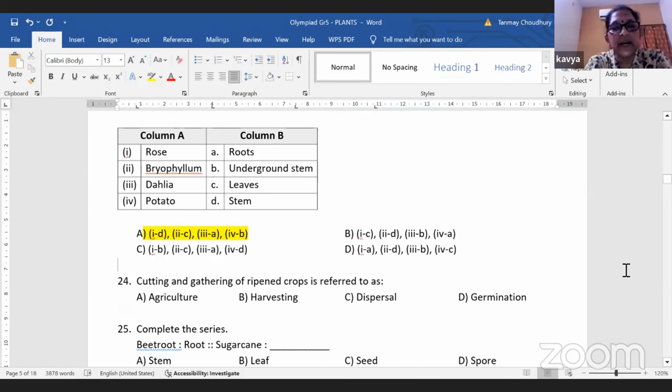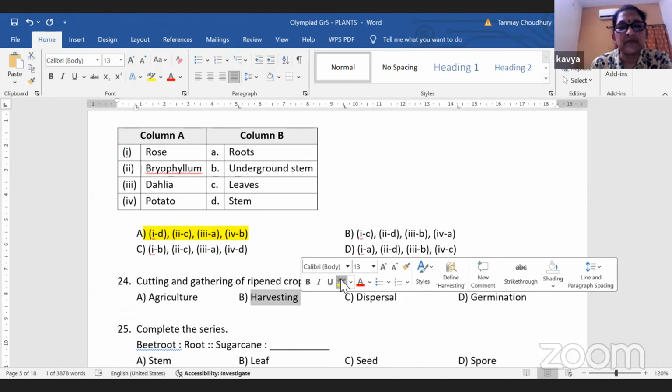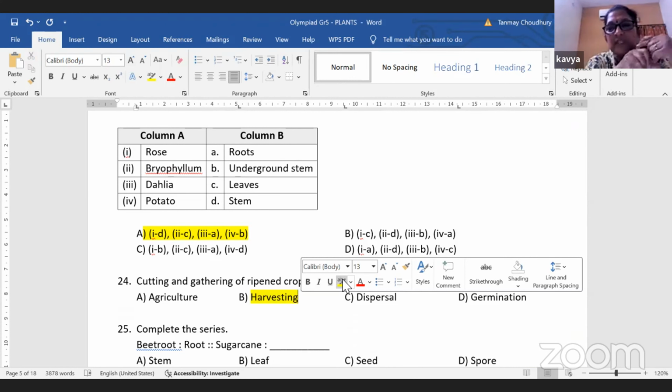Next, cutting and gathering of ripened crops is referred to as harvesting. When you gather ripened crops, it is known as harvesting. So what will be the stages by which the farmer grows a healthy crop? Number 1 is he prepares the field. So that is known as tilling the soil. Number 2, he puts fertilizers so that the soil is fertile enough to get a healthy crop. The third step will be sowing of seeds. Now the field is ready, tilling is done, and the soil is fertile with fertilizers. Then he starts sowing the seeds.